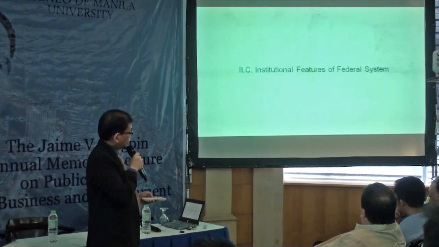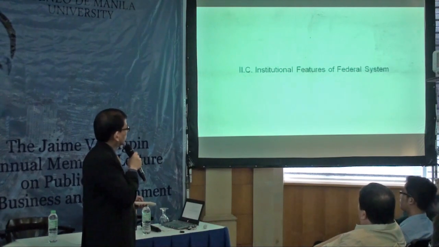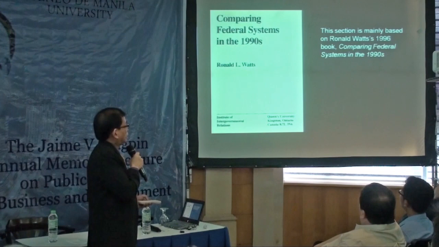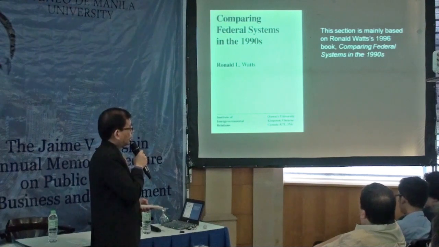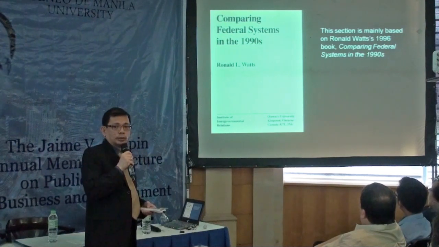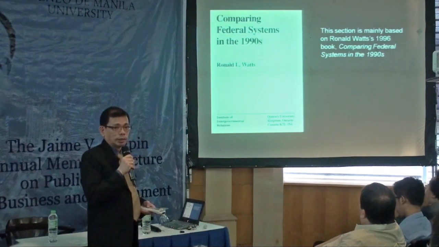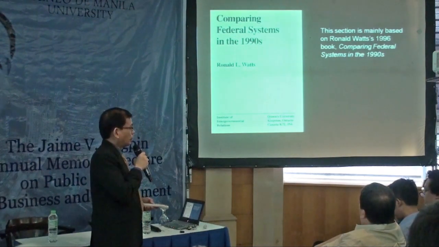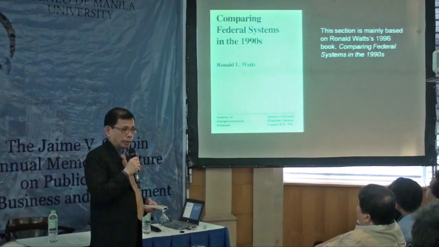In terms of institutional features, so we move down to the institutional features of federal systems. This section is mainly based on Ronald Watts' 1996 book, Comparing Federal Systems in the 1990s. Ronald Watts is one of the most popular and important scholars on federalism, and the book Comparing Federal Systems in the 1990s is one of his most popular works.